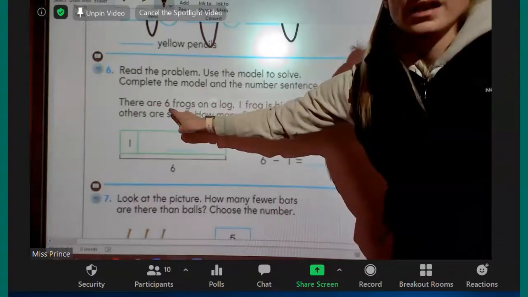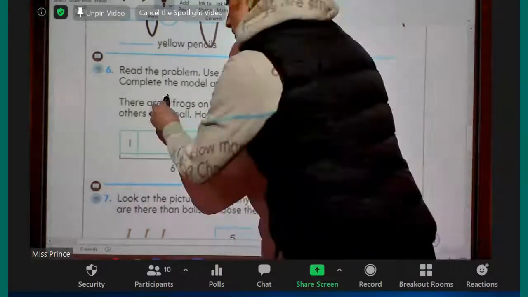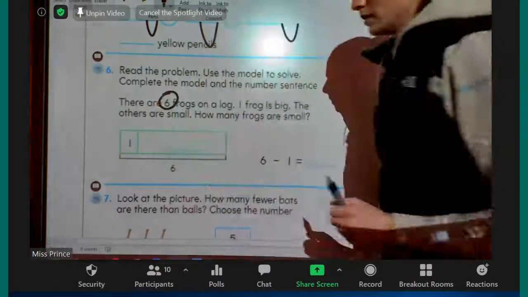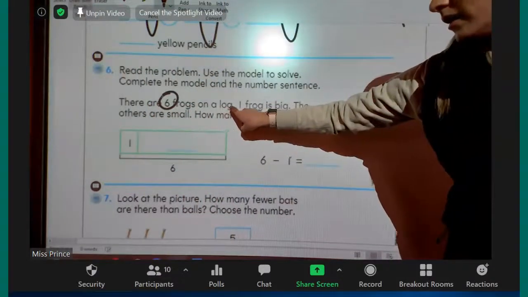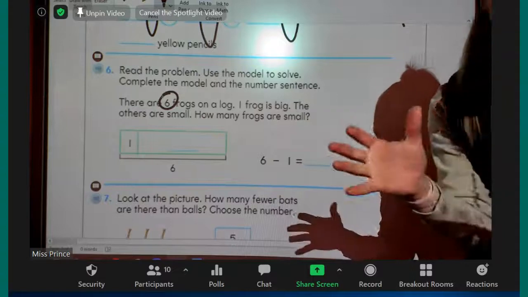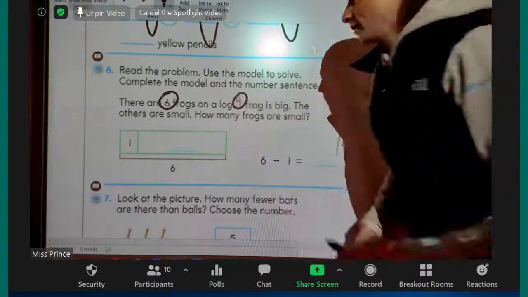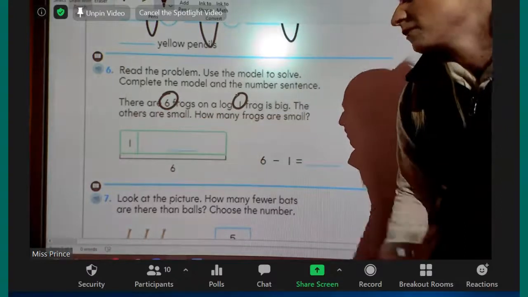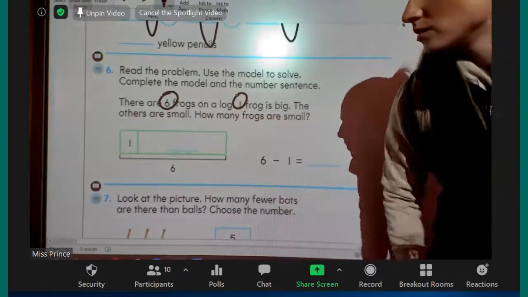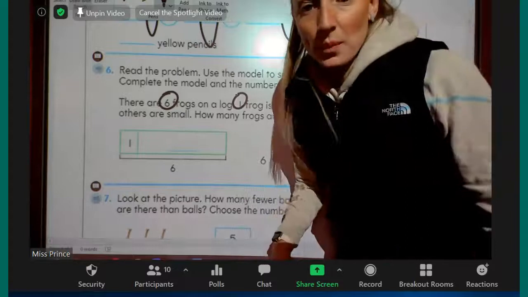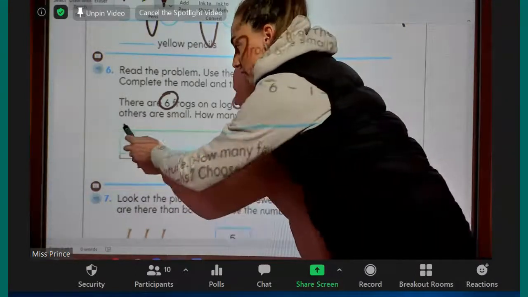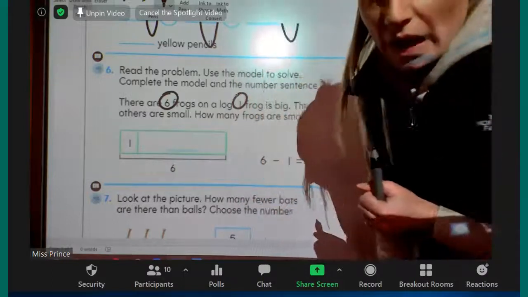There are 6 frogs. That's an important number, so let's circle it. 6 frogs on a log. 1 frog is big. So let's circle the 1. The others are small. How many frogs are small? So remember, when we are using our bar model, boys and girls, we're going to draw our little circles up here to help us with counting, okay?